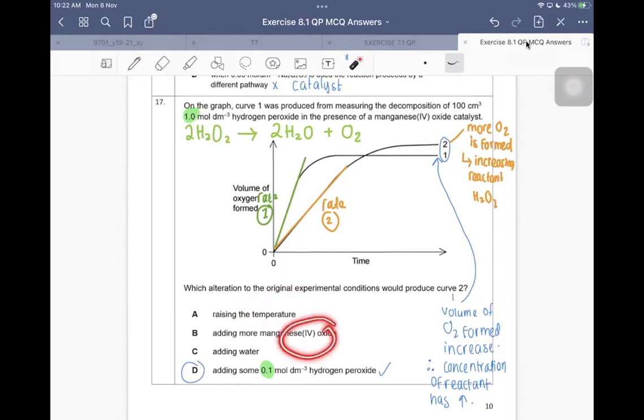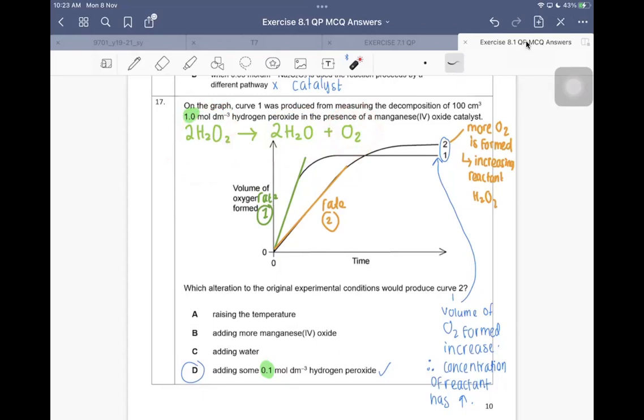Adding more manganese oxide, same thing, faster. Adding water. Now, if you add water, what happens is that water is your product, okay? And you will also dilute your H2O2, right? There's no effect on the amount or volume of oxygen produced. So the only possible explanation is D.